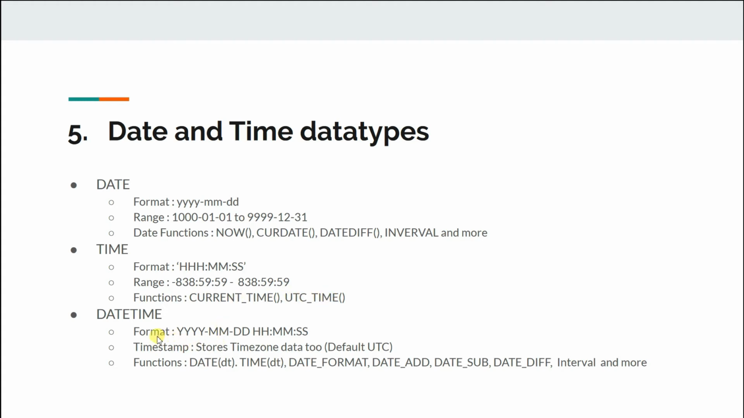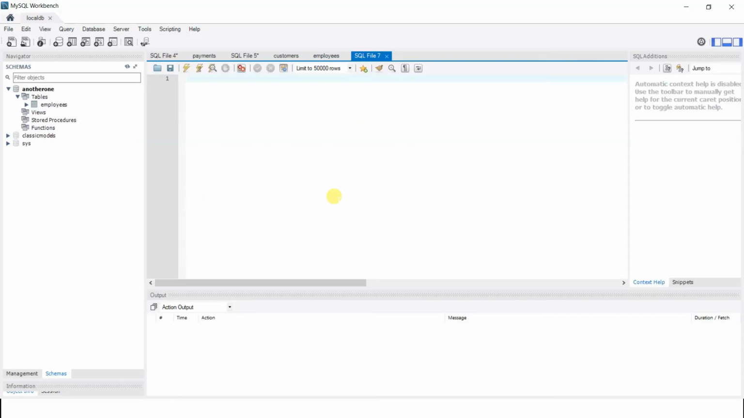And datetime helps you get date and time at the same time. It also stores time zone data, as you can see here. By default it is UTC, but if you define it to be something else, it will save that too. And the functions are date, time, date format, and these functions. Okay, let's do some examples of these data types. I'll have this SQL file available for download, so you can always refer to it later.